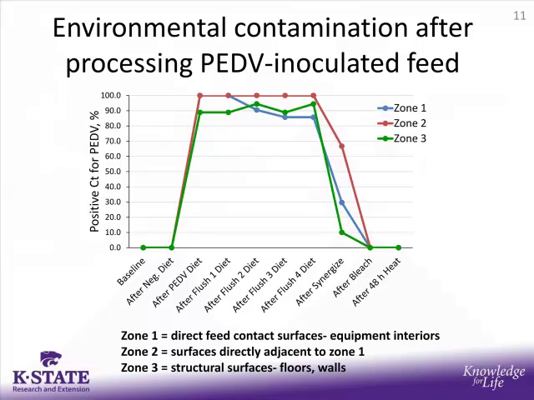And what you see real quickly is we have 3 different colored lines right here. The blue line represents what we call zone 1. That would be the surfaces that had direct feed contact, so the inside of the mixer, the inside of the buckets as an example. Zone 2, which is the red line, would be surfaces that were immediately adjacent to where feed was present. So it would be on the outside of the mixer, as an example, or the outside of the bucket elevator. And then zone 3 would be the structural surfaces like the floors and the walls, different areas within the environment.